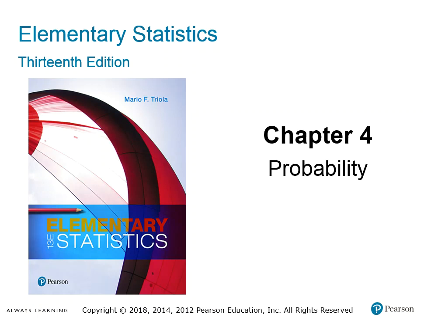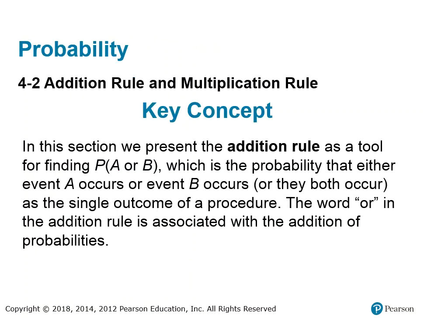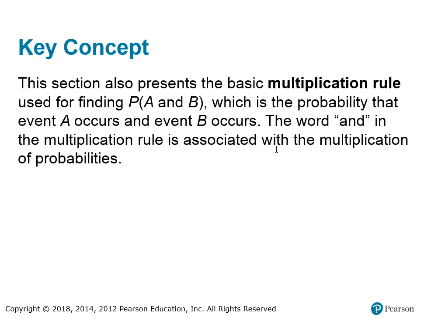We are proceeding in Chapter 4, and we're going to move on to the addition rule and the multiplication rule. The addition rule is for whenever somebody wants to know the probability of something or something else occurring, then we have to add those probabilities together. And the multiplication rule: if somebody wants to know the probability of A and B occurring, so we see the word and, we are actually going to multiply the probabilities together.